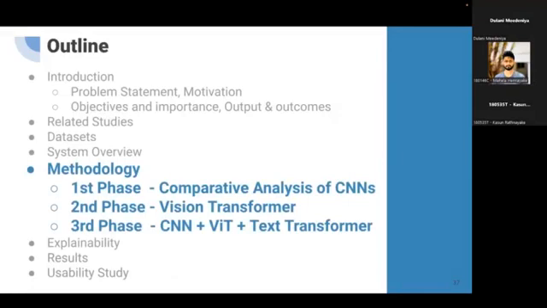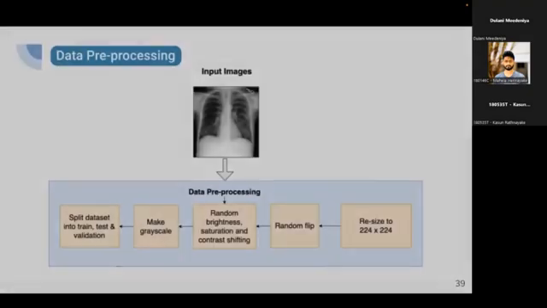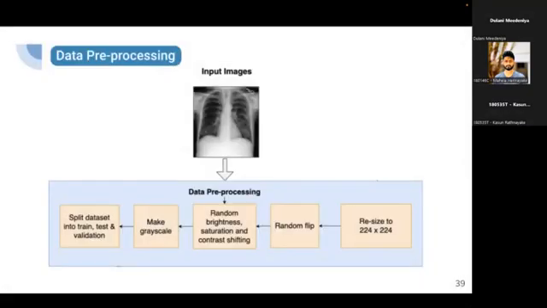We have done our research in 3 phases in an incremental way. In each phase, we have implemented new scenarios which help us to cover the existing literature limitations. So before going into each phase, I will first go through the pre-processing techniques and hyperparameters that we have used in our model. So these are the pre-processing techniques we have used.